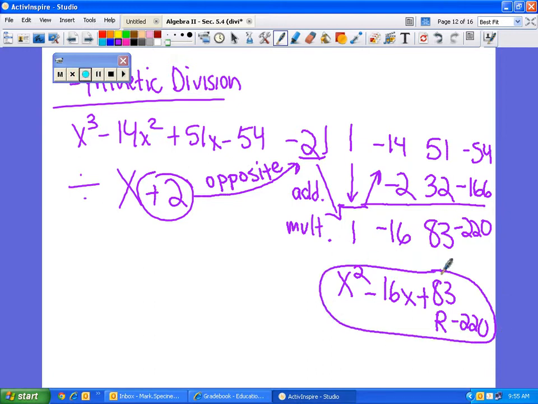And you just ignore all the top numbers. You ignore everything else because this is your answer. The R stands for remainder. If this column were 0, that would mean we have no remainder. You don't have to write remainder 0, by the way. It's unnecessary, like your appendix.